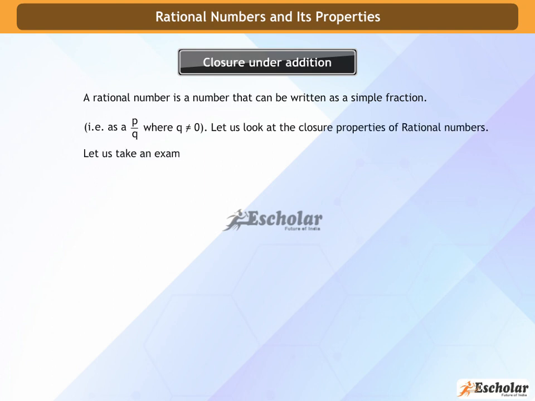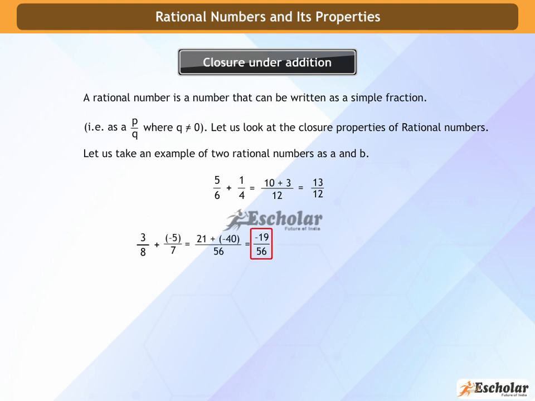Let us take an example of two rational numbers, a and b. Add both rational numbers. Is the result a rational number? Yes. On solving the equation, we get a rational number. Is this true for all rational numbers? Yes. Let us see more examples as given here.